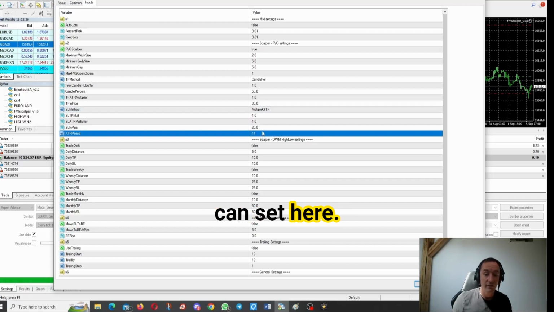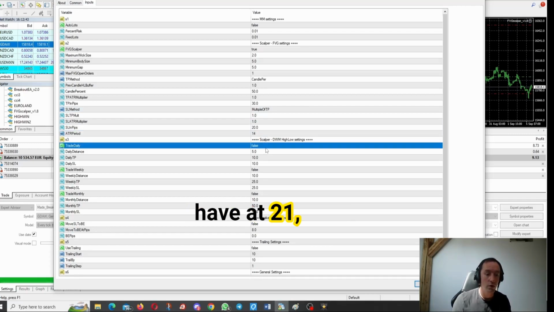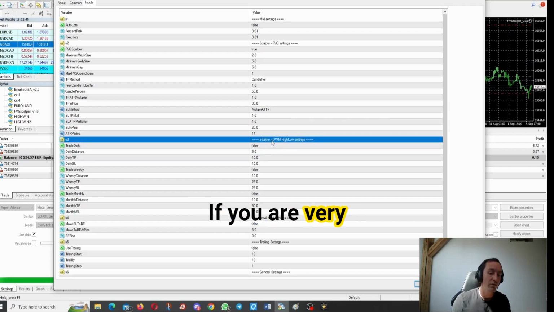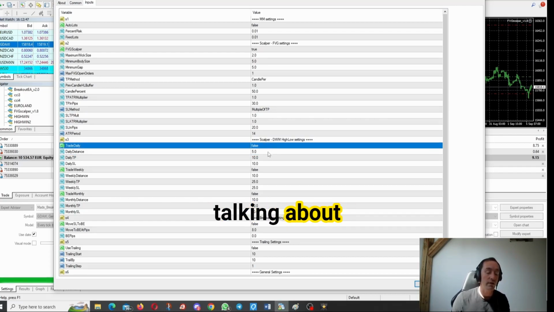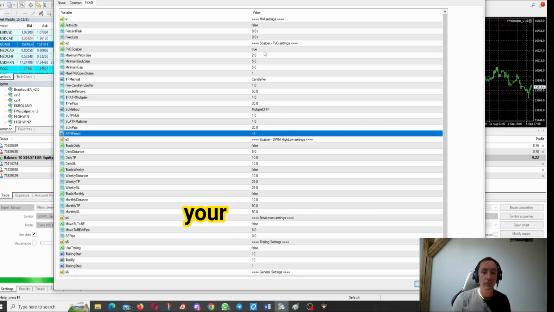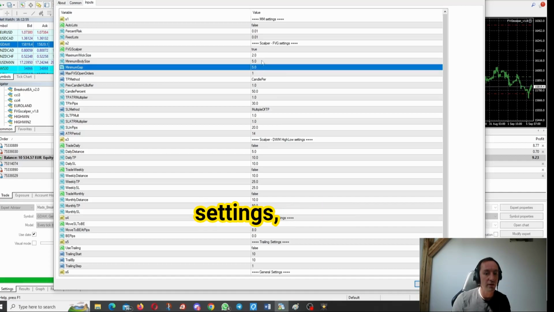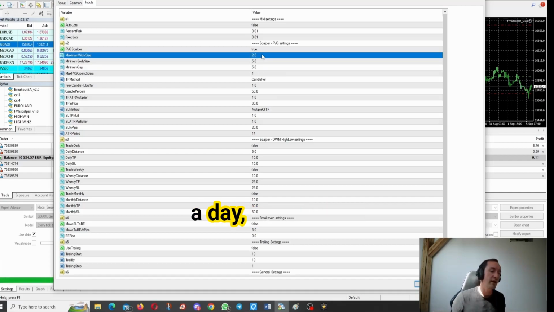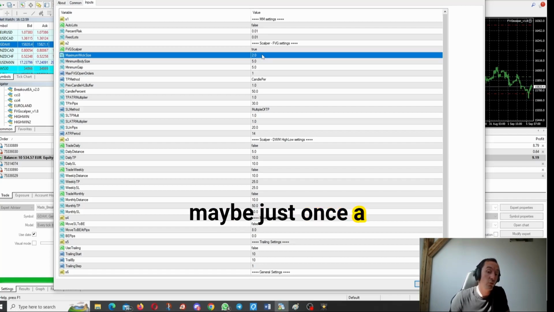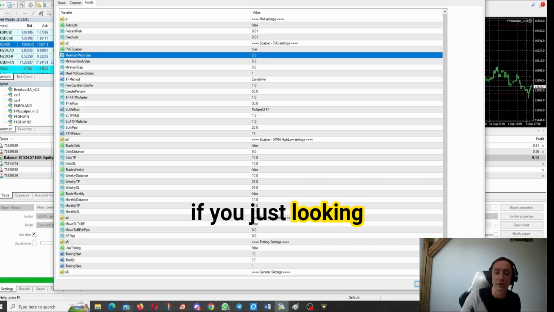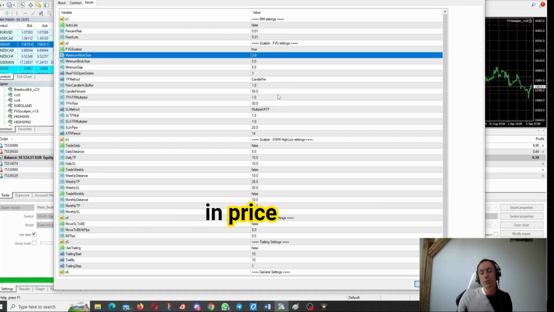ATR periods you can set here. 14 is typically where I have it, but some people have it at 21, some people have it at different values. If you're very knowledgeable in trading, you'll know what I'm talking about here. And that's it. This will set in place your fair value gap, and depending on how aggressive you are with the settings, it might be triggered once a day, twice a day, maybe just once a week if you're just looking to catch very extreme movements in price action.